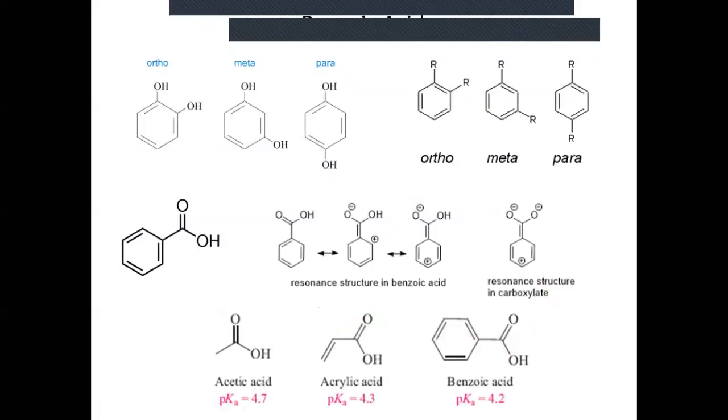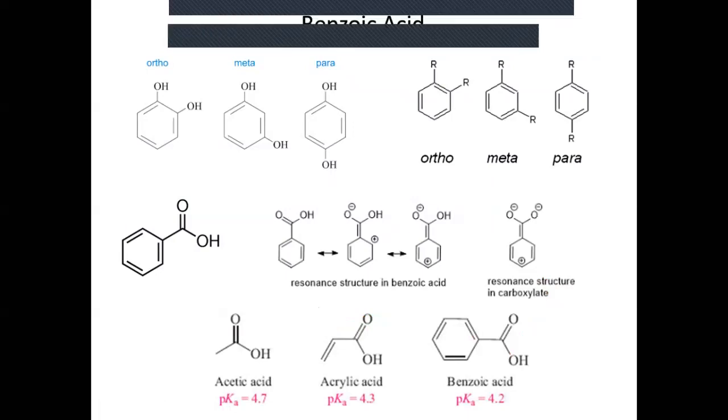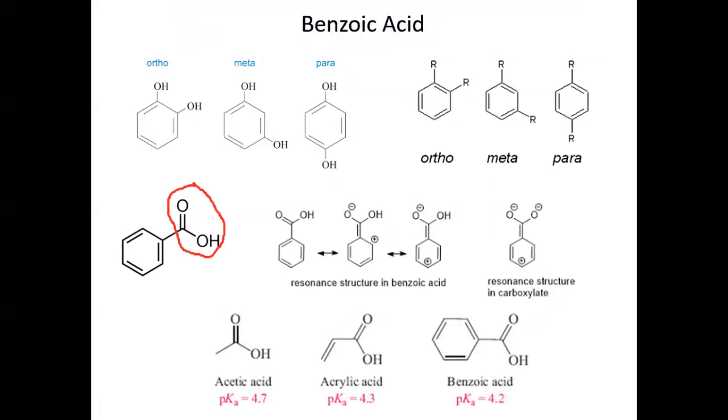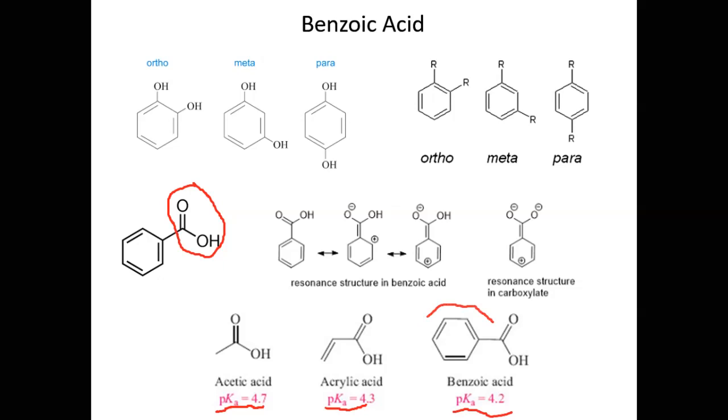So I just wanted to show you benzoic acid. Of course, benzoic acid is a carboxylic group attached to the benzene ring. Down here, acetic acid is 4.7, acrylic acid is 4.3, and benzoic acid is 4.2. The reason acrylic and benzoic acid are more acidic than acetic acid is that there's additional resonance that can happen, and the same for acrylic acid. Since you have more resonance, you can spread out the charge more, so the pKa goes down.